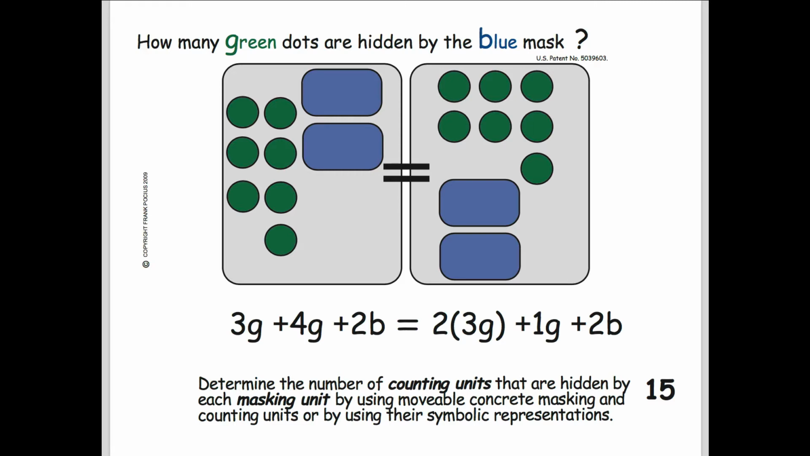Determine the number of counting units that are hidden by each masking unit by using movable concrete masking and counting units, or by using their symbolic representations. The blue mask is represented by the letter B. The green dot, the green counting unit, is represented by the letter G.